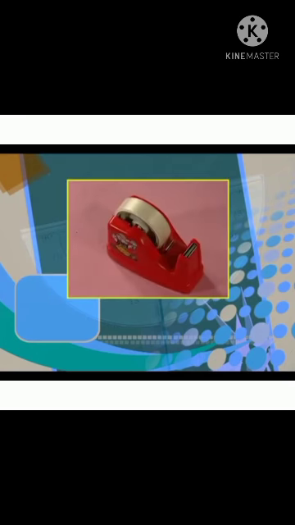Materials required for this activity are a semicircle cutout of paper, a cardboard, a rectangular strip of cardboard, a straw, a thread, a thumb pin, a small weight, colored pens, gum, tape, and also a ruler.